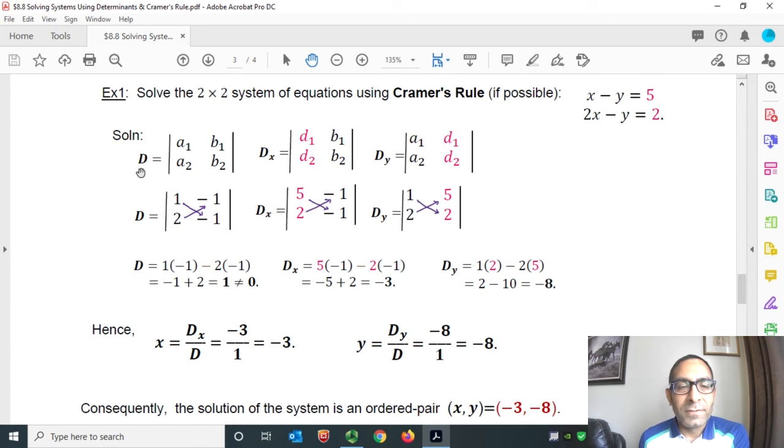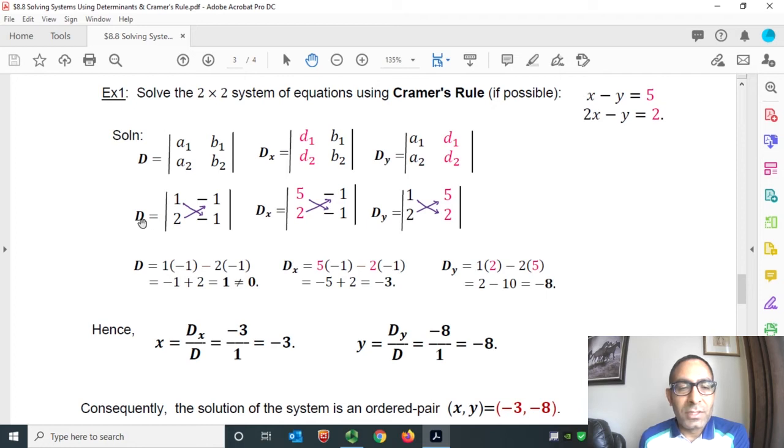First, let's find D, Dx and Dy. These are the formulas in Cramer's rule. D is the determinant of the coefficient matrix. Dx is the determinant of the matrix obtained by replacing the x column in the coefficient matrix by the constants. Similarly, Dy is the determinant of the matrix obtained by replacing the y column in the coefficient matrix by the constants.